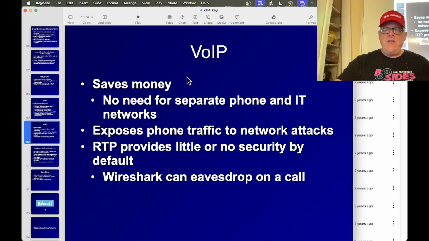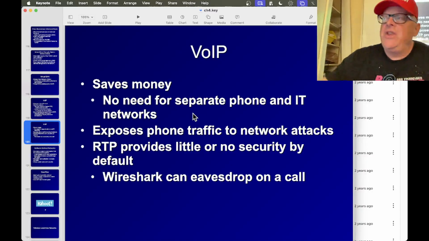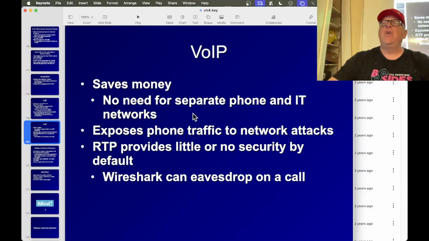So voice over IP saves money. It was sold as saving money here. In practice, it really didn't save money because you had to upgrade your network to carry the traffic to get acceptable quality, but it still became extremely popular because you can automate some things like press 1 for this, press 2 for that, and so on.